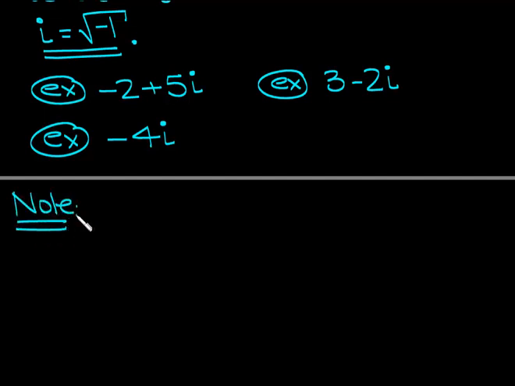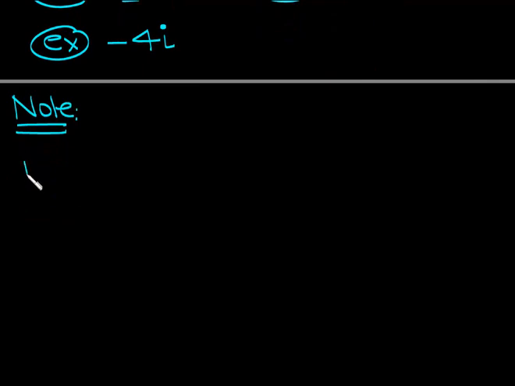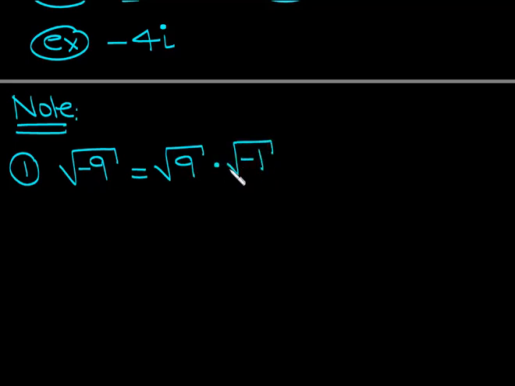So note, I want to point out two things. One, let's take a look at the square root of -9 that we were talking about earlier. From the properties of radicals, we know that the square root of -9 can be written as the square root of 9 times the square root of -1, because 9 times -1 is -9. And then we know that the square root of 9 is 3, and we just defined the square root of -1 to be i. So that's how we can write the square root of -9 now. We can write it as 3i.